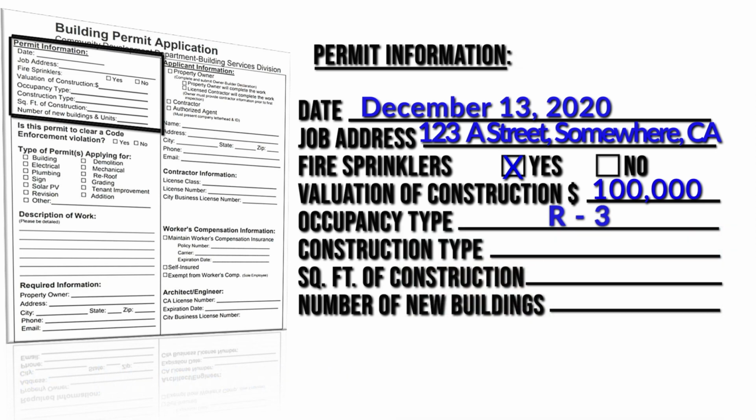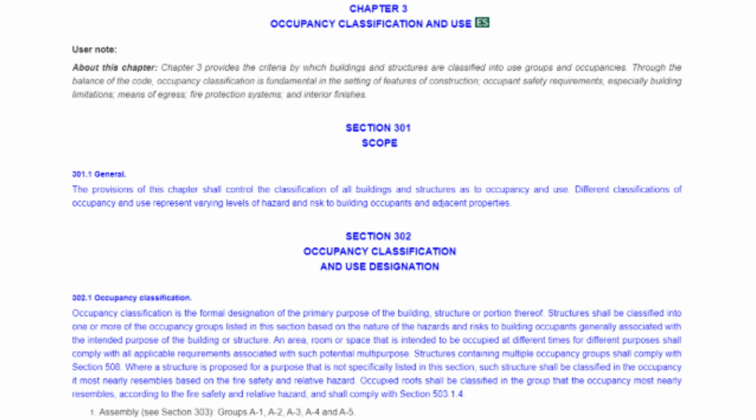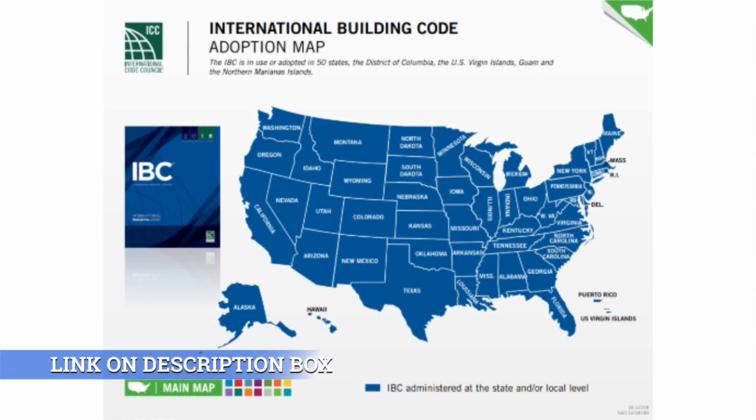Now, the same applies to all other occupancy categories. To find the list of all occupancy classifications, refer to Chapter 3 of the International Building Code. The link to access the building codes is in the description box, or you may view the Work Exempt from Building Permits video of this series for additional information on accessing the building codes and other helpful information.